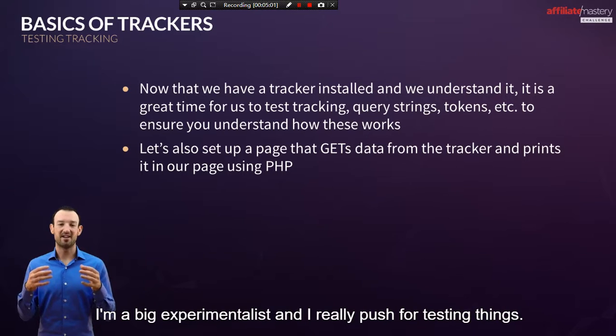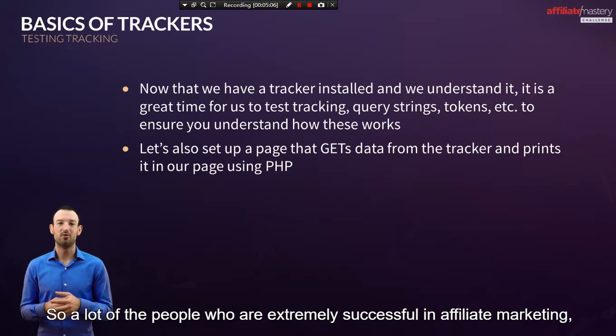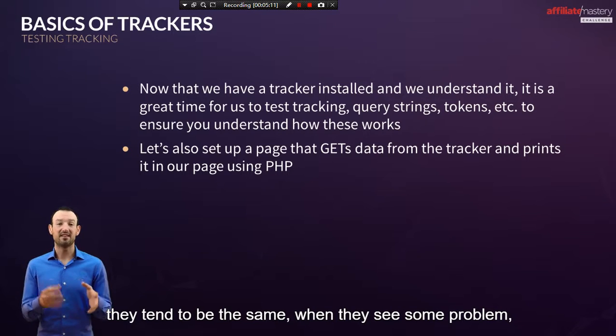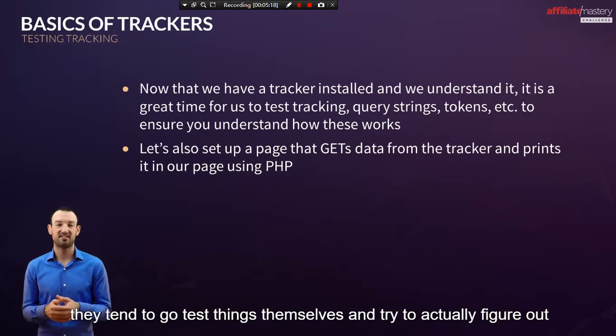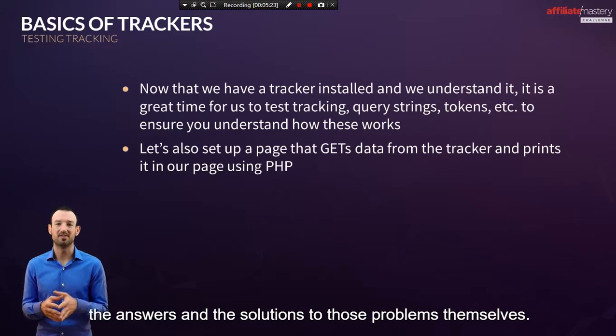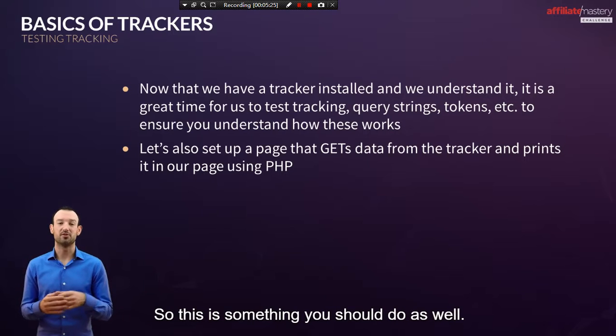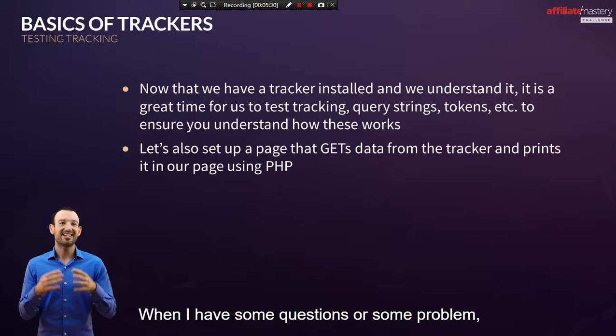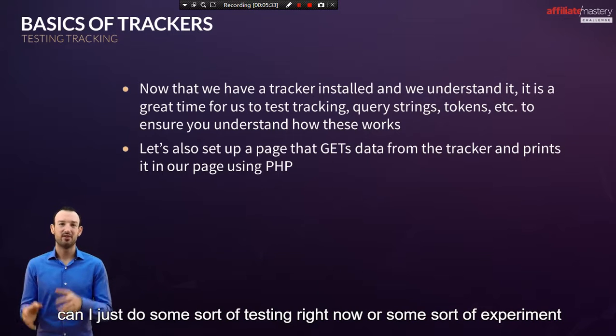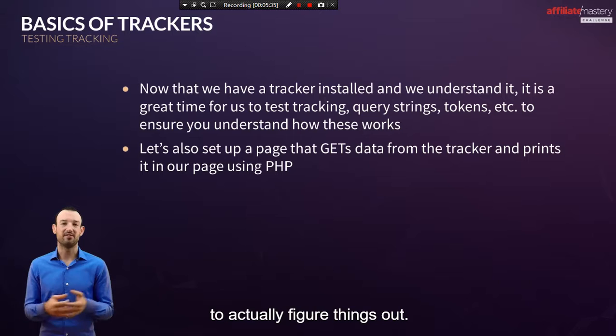I'm a big experimentalist and I really push for testing things. A lot of the people who are extremely successful in affiliate marketing tend to be the same. When they see some problem, rather than just asking other people for answers, they tend to go test things themselves and try to actually figure out the answers and the solutions to those problems themselves. So this is something you should do as well. This is kind of a mindset you should get into. When I have some question or some problem, can I just do some sort of testing right now or some sort of experiment to actually figure things out?